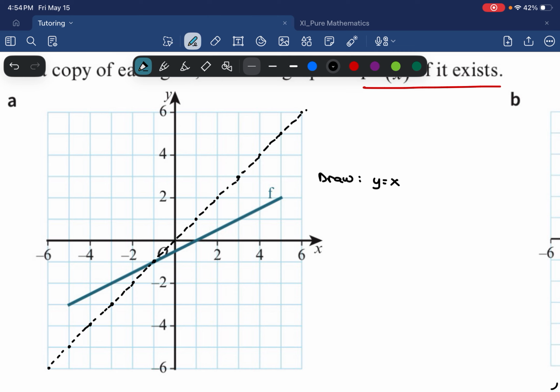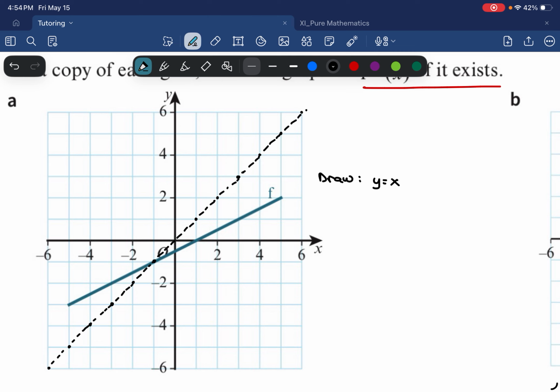So you have negative 3 comma negative 2 on f. So negative 2 comma negative 3 must be on f inverse. And I believe this point should be on f inverse. So your graph of f inverse looks something like this.